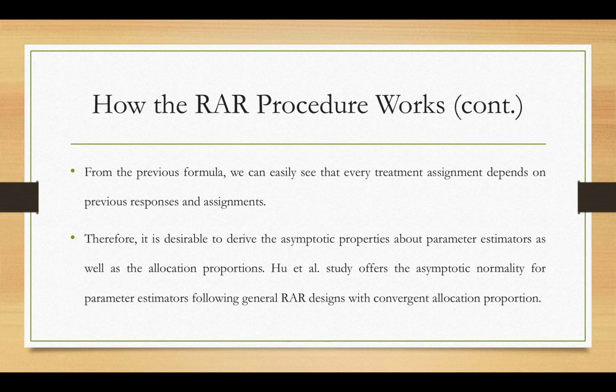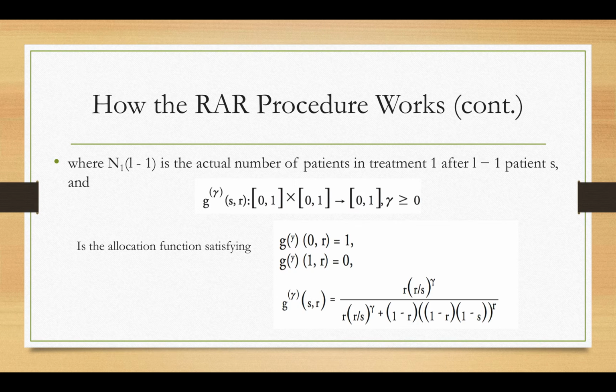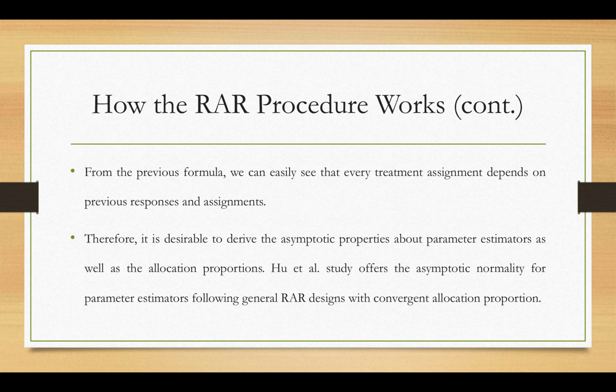So from the previous formula, we can easily see that every treatment assignment depends on the previous responses and assignment. So you go back one and look at the responses and then make your decision based on that. So everything depends on what the outcome of the previous assignment or response has been. Therefore, it is desirable to derive the asymptotic properties of the parameter estimator as well as the allocation proportions.